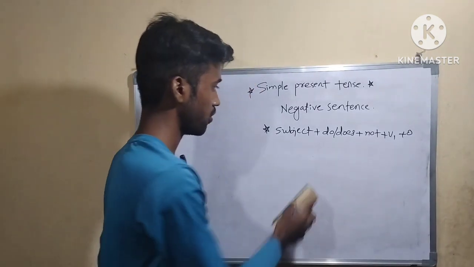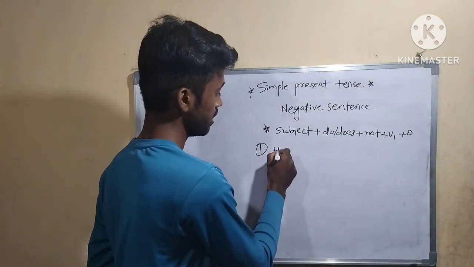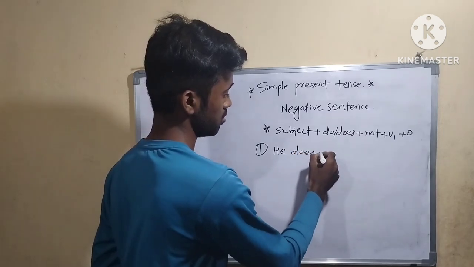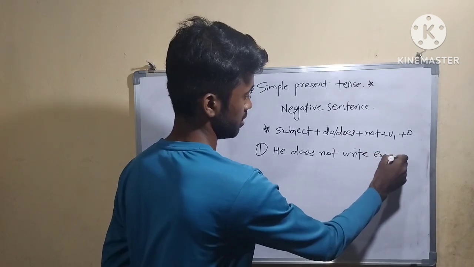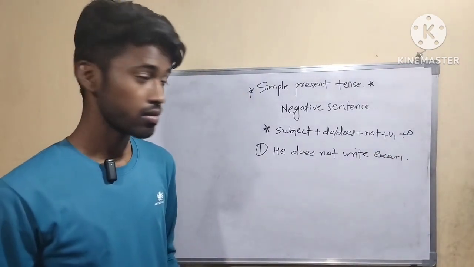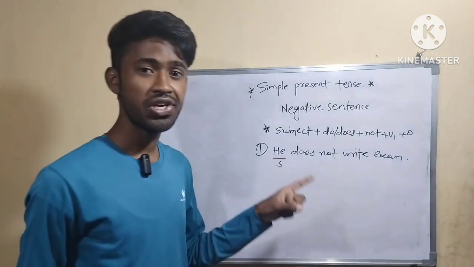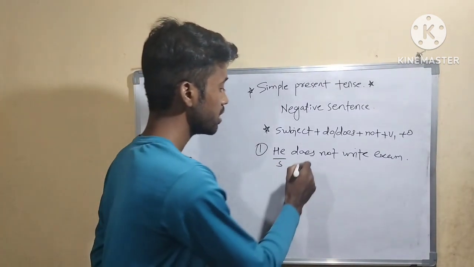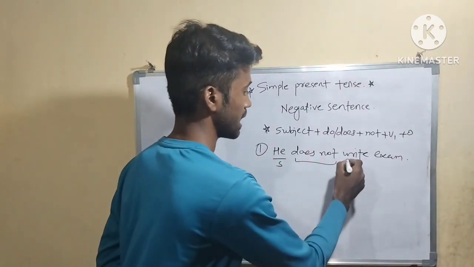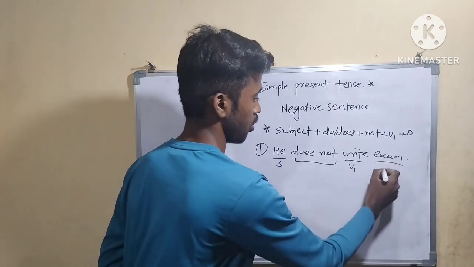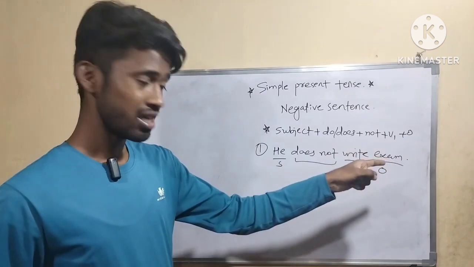So the first example of a negative sentence in simple present tense: he does not write exam. Here he is the subject, and this subject is third person singular. That is why I used does not here. Write is the first form of verb and this is the object. He does not write exam.